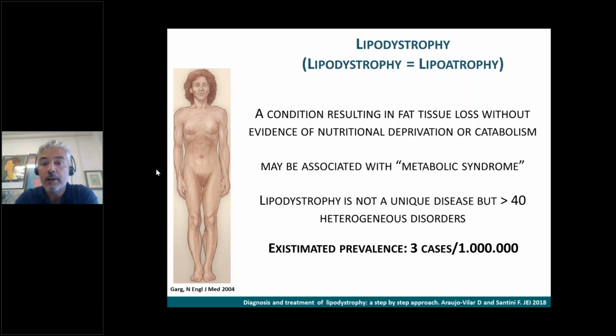Lipodystrophy is not one disease, but is a word which defines 40 different forms of lipodystrophy. Some of them are extremely rare, some others more frequent, but all of them are very heterogeneous and different one from the other. Approximately, we can estimate that in Europe we have at least 1,200 patients, but probably more, because this prevalence estimate is probably underestimated.